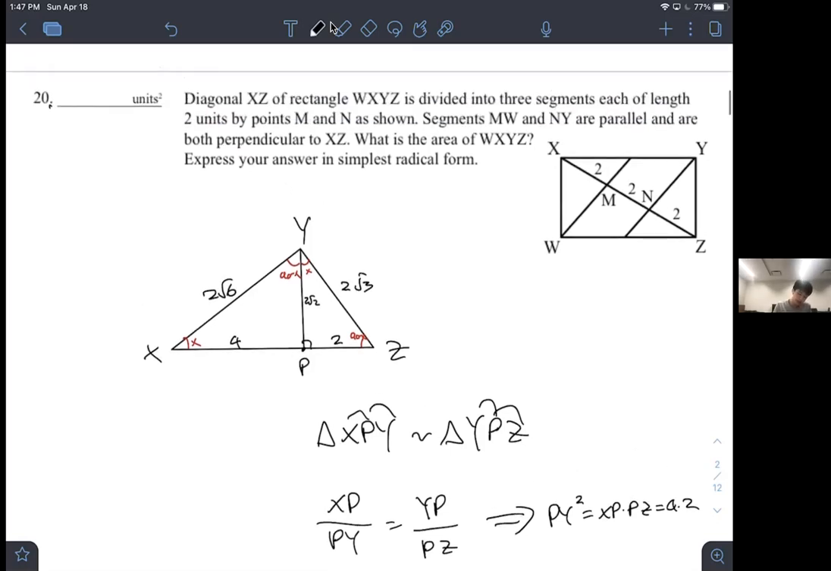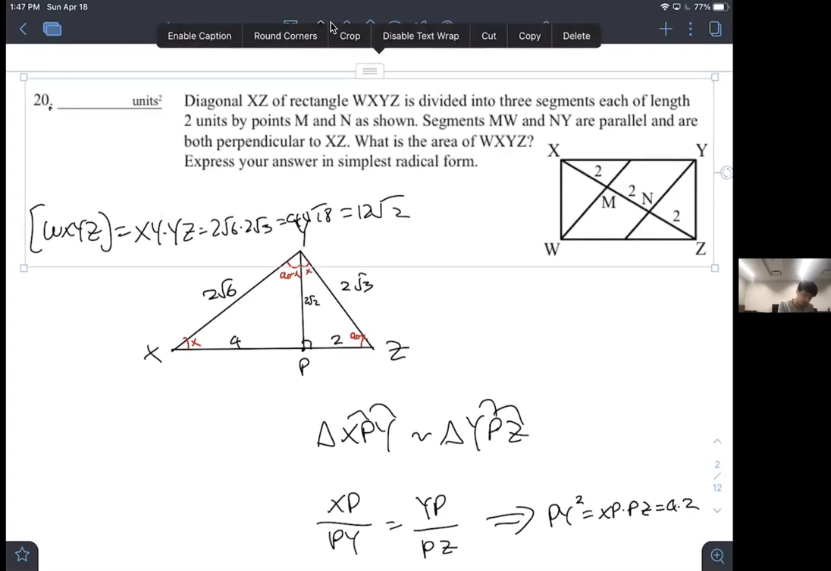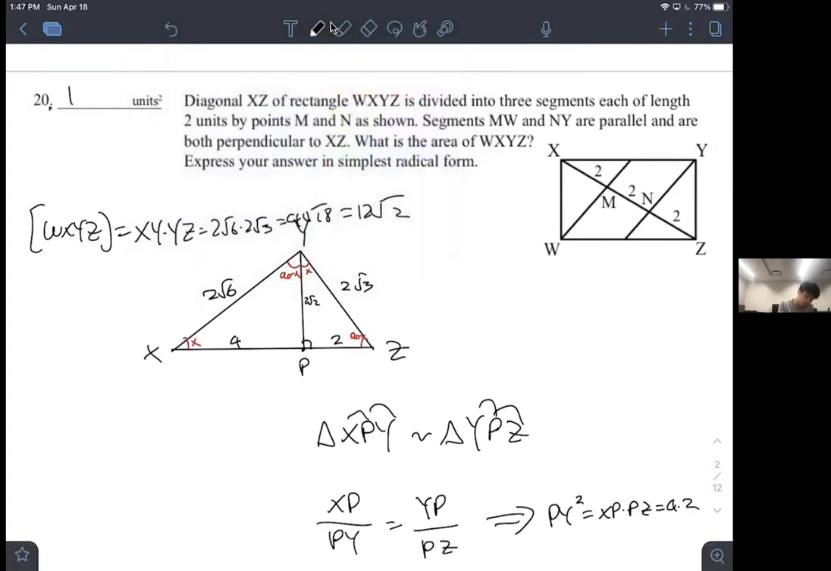And then now we find the area of WXYZ, which equals XY times YZ, which equals 2 root 6 times 2 root 3, which equals 4 root 18, which equals 12 root 2, and we're done. And 12 root 2 is our answer.